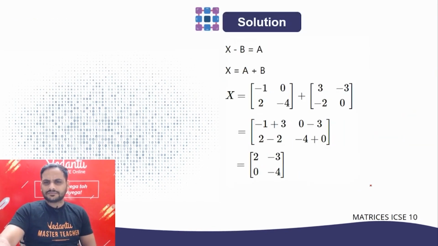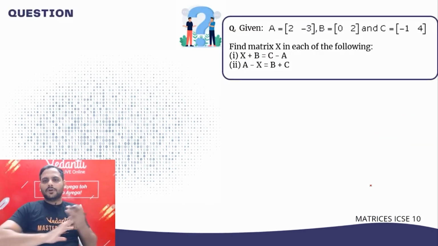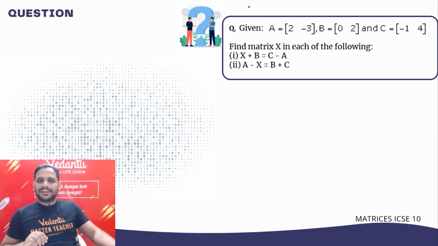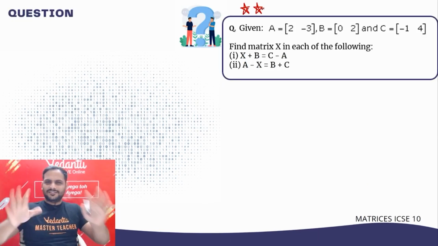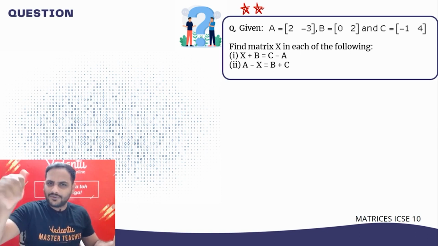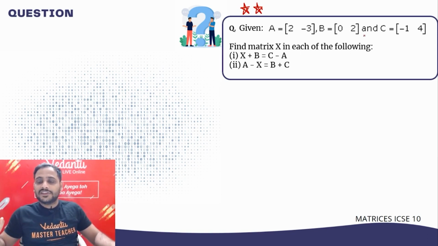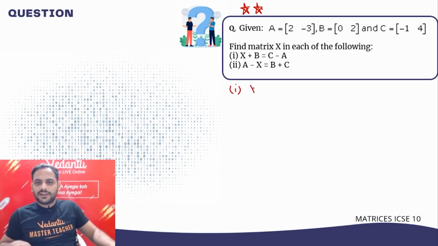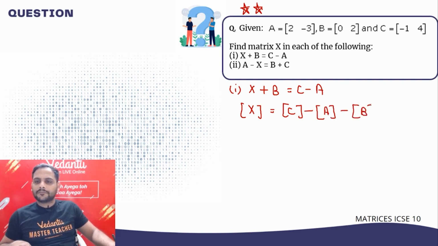Very easy. Alright, one more question. Look, what is this question? Now our star question. Now again you will be thinking, sir, it is easy, right? You are very comfortable with this question now. No issue. A is this, B is this, C is this. If you are not, just focus carefully. Find matrix X. Again use the same logic. If I have X plus B as C minus A, shift B over there. So matrix X will be matrix C minus matrix A minus matrix B.